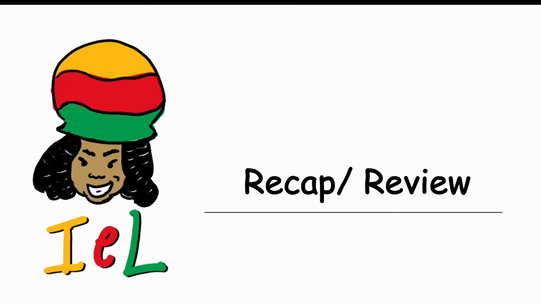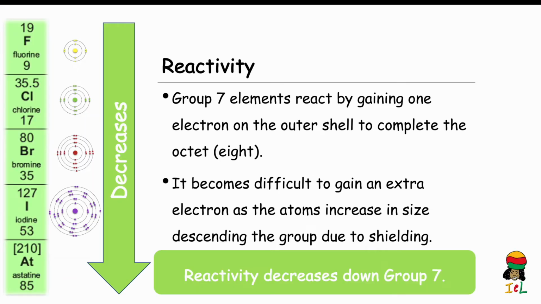For a quick recap on reactivity, recall that group 7 elements react by gaining 1 electron on their outer shell to complete the 8 electrons. Now, it becomes difficult for the larger atoms to gain an extra electron as the atoms increase in size due to shielding by the many inner-lying electron shells. Therefore, reactivity decreases down group 7.